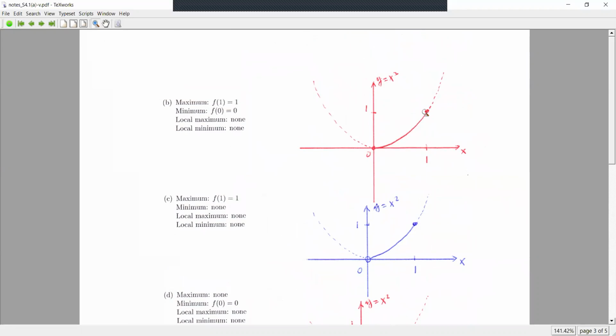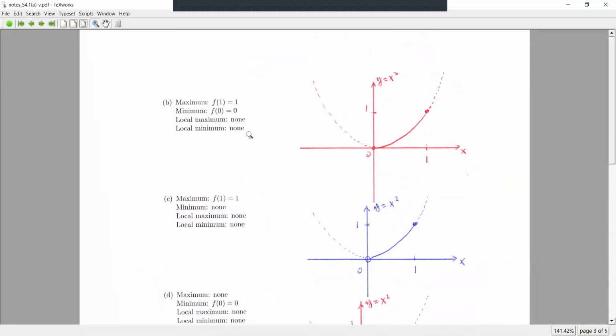About this portion, this point is the highest point, so the function value at the point, 1, is the maximum function value. The location is x is 1. This point is the lowest point of this portion, so the function value at this point, 0, is the minimum function value. The location is 0.